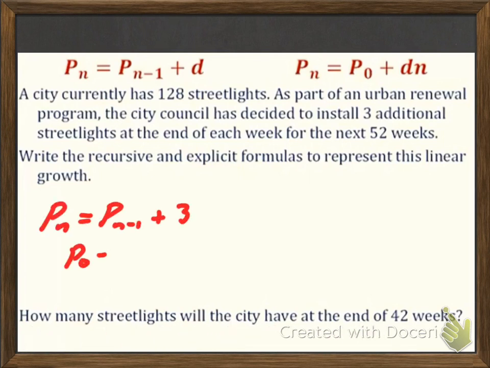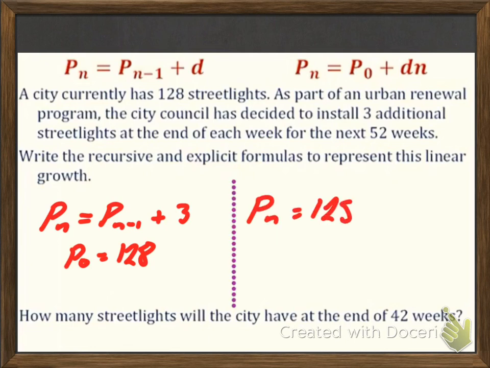So here is the recursive form. And here's the general form. So P sub n equals P sub n minus 1 plus 3, where P sub 0 equals 128, and then here's our general form. So try this problem down here, and please let me know if you have any questions.